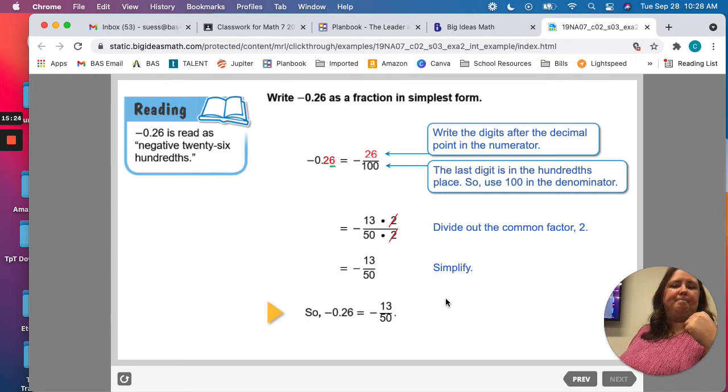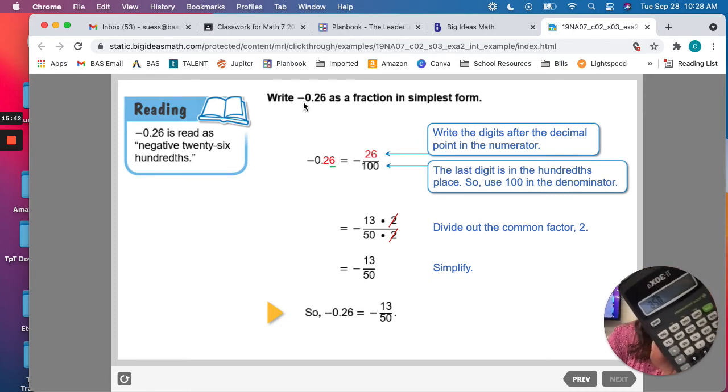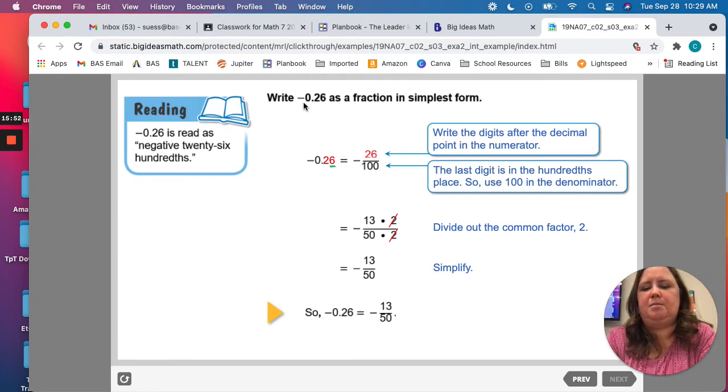Anybody? What's a second way we can do? We just did it by hand. I heard it. Calculator. So everybody get your calculator. We're going to practice this. Our original number is what? Negative 0.26. Negative 0.26. Type that in your calculator. What button am I going to push? Second and then fraction to decimal.